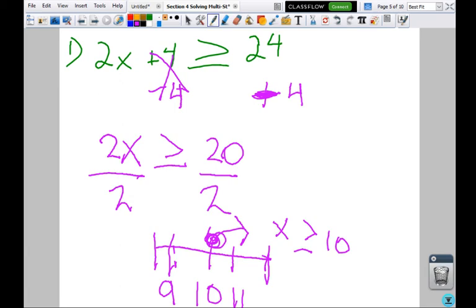Let's do number, on this page, let's do number 3 on this page.